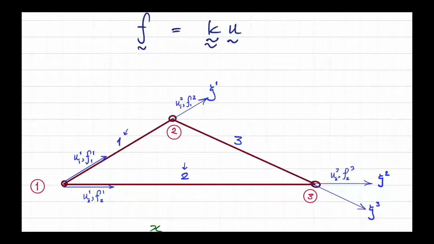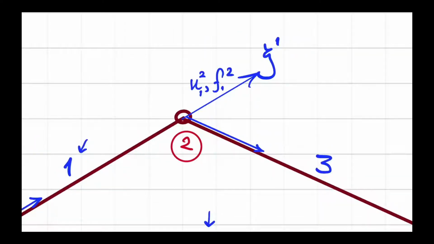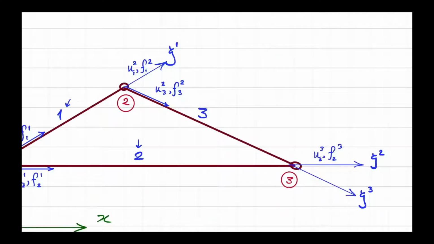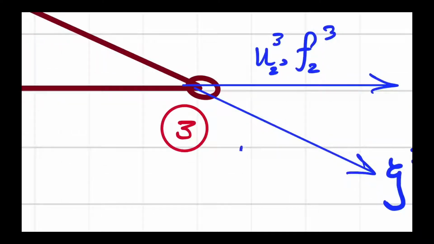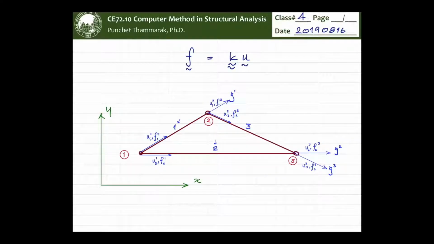And the last one, let me write this down. We have U2 subscript 3 and F2 subscript 3. So it is here, U3 subscript 3 and F3 subscript 3. There you go. We have all displacement, degree of freedom, and the force along the axis of three members.